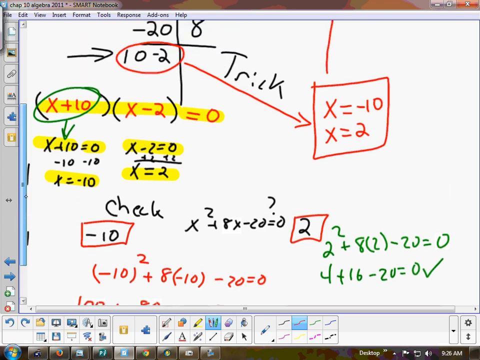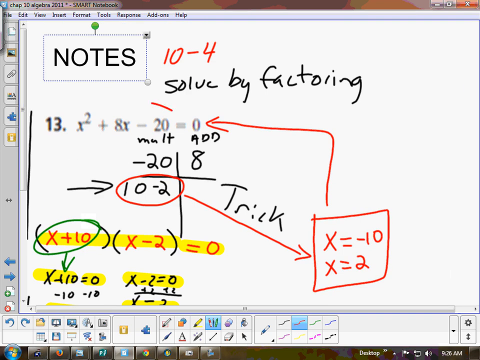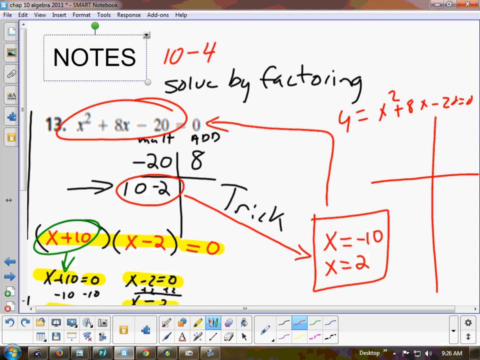Now, if we really want to bring it together here, what is this a graph of? If we were to graph y equals x squared plus 8x minus 20, this here tells me the graph, first of all, what shape is the graph? It's a happy face parabola. Good. This tells me that the parabola crosses at negative 10 and positive 2.